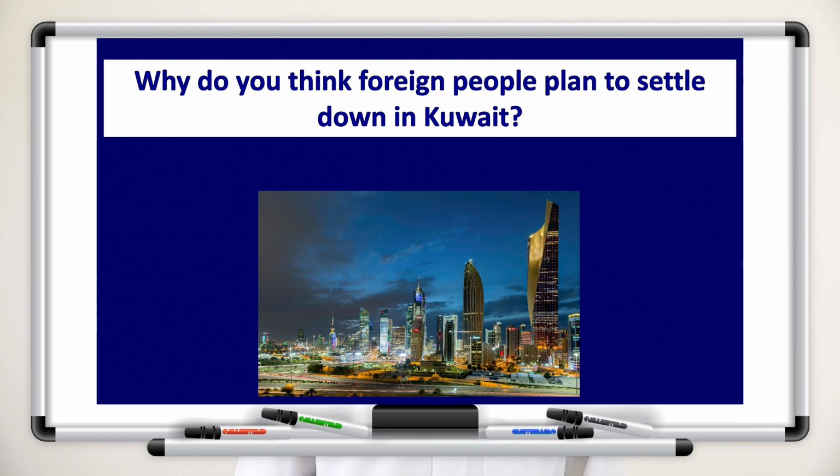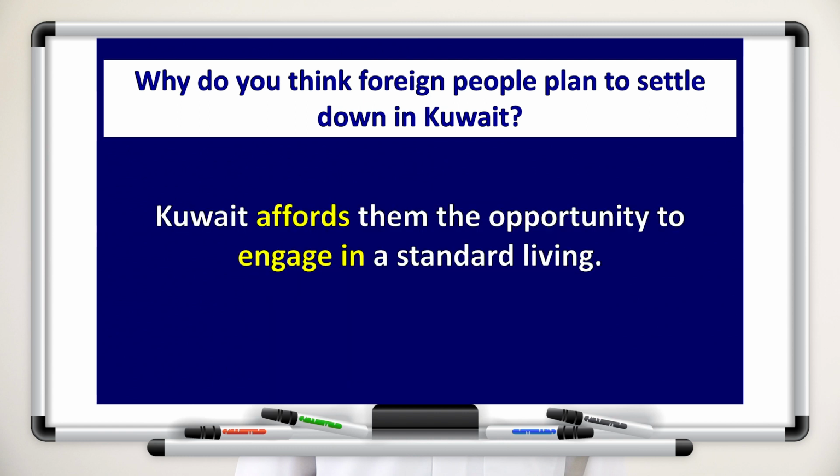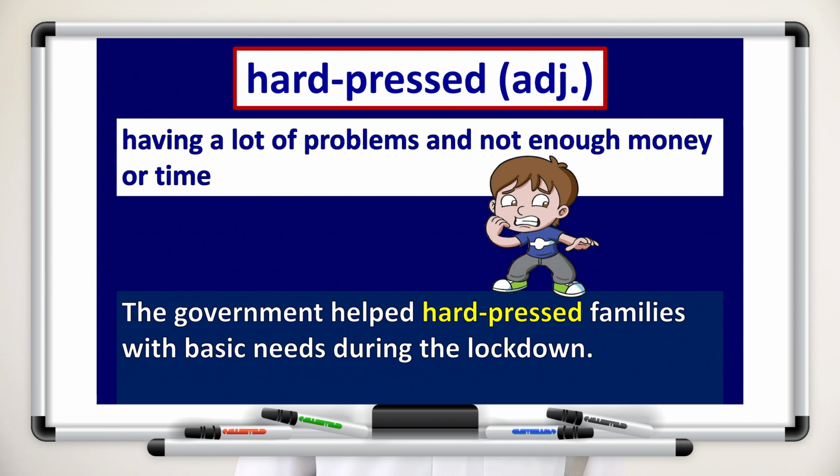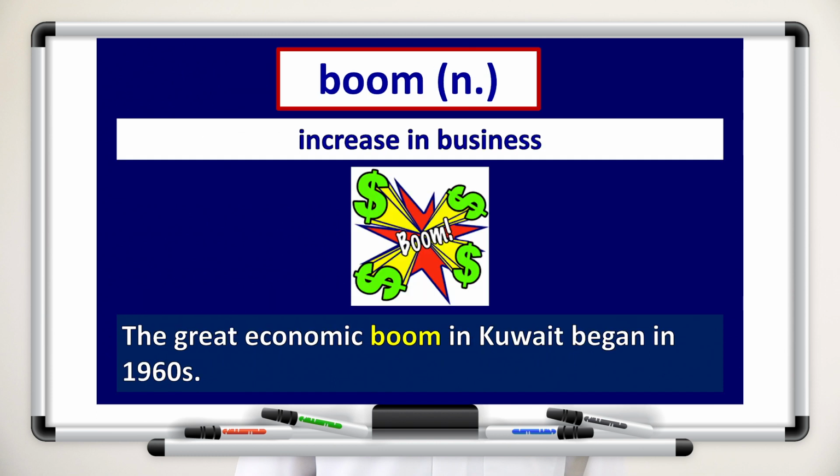Why do you think foreign people plan to settle down in Kuwait? Think about it. Kuwait affords them the opportunity to engage in a standard living. The word hard-pressed means having a lot of problems and not enough money or time. The government helped hard-pressed families with basic needs during the lockdown. Boom means increase in business. For example, the great economic boom in Kuwait began in the 1960s.